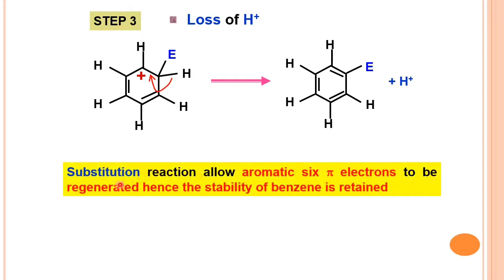So guys, substitution reaction allows the aromatic 6 pi electron to be regenerated. Hence the stability of benzene is retained. Macam kita buat tadi lah. Okay, dia ada delocalize, walaupun kedudukan double bond boleh berubah, tetapi at the end of the product, aromatic ring tu dia akan jadi balik 3 double bond dalam tu. Okay.